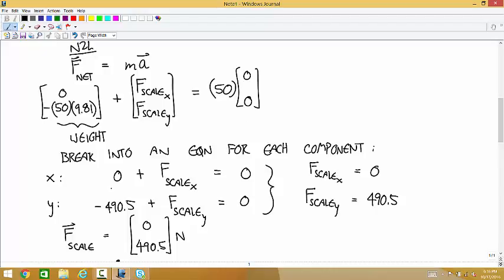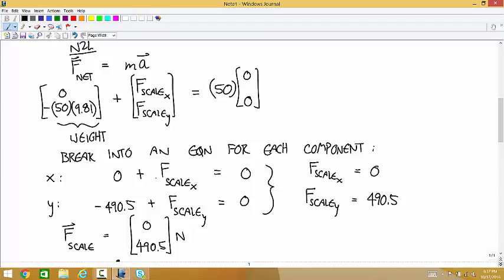So you would have to add 490.5 to 0. Yep, and then you just use regular algebra to solve. Yep. So we're basically solving for f scale x and f scale y? Yes. Okay. Exactly. Yep. In the weight, that's the part I'm a little confused about.